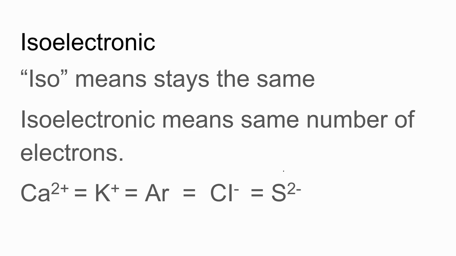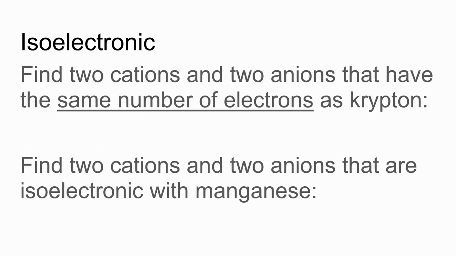Okay, questions here? There is one test question that asks you for isoelectronics, so make sure you practice that. It's not too hard, you just figure out which one it's asking you about and then work your way either away from it or back the other way. So I want you to do one of these. Find 2 cations and 2 anions that have the same number of electrons as krypton.